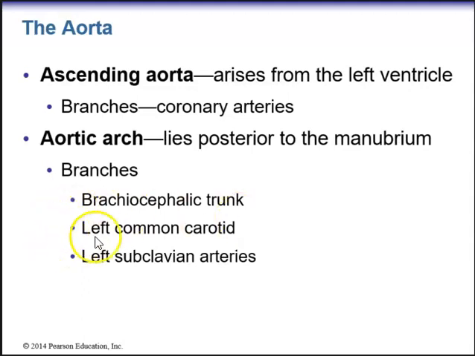The second branch is the left common carotid artery. The left common carotid artery will give blood supply eventually to the left side of the head and neck. The third branch coming off of the aortic arch is the left subclavian artery. The left subclavian artery will then give blood supply to the left upper limb.